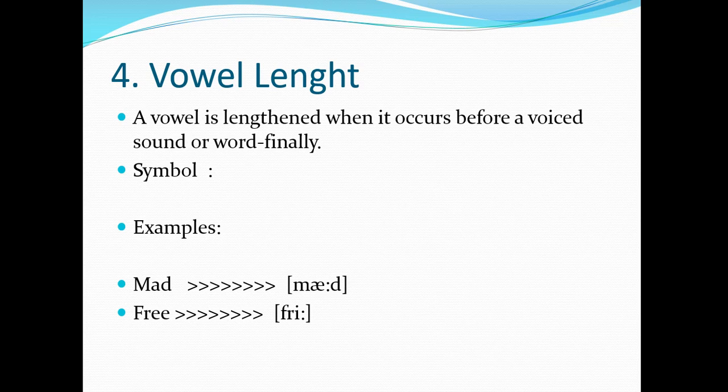Thus, the vowel sound a in mad is longer than in mat, since d is voiced whereas t is not. So long vowels are symbolized in a narrow transcription by placing a colon after the vowel. In the case of mad, it would be transcribed this way. All right? Okay, students, I hope you understand clearly this rule, vowel length.